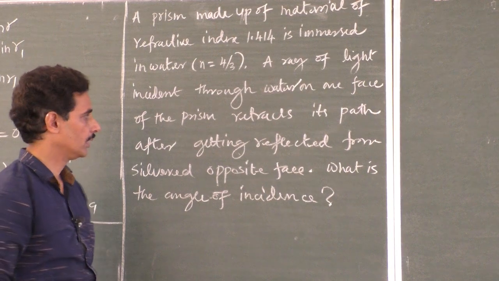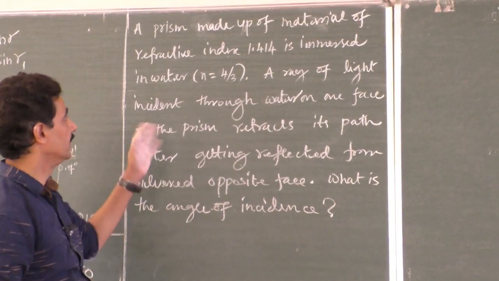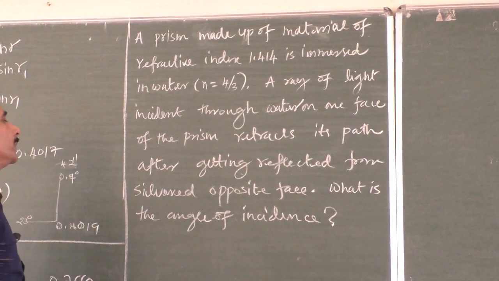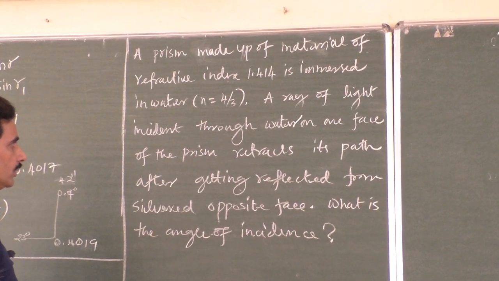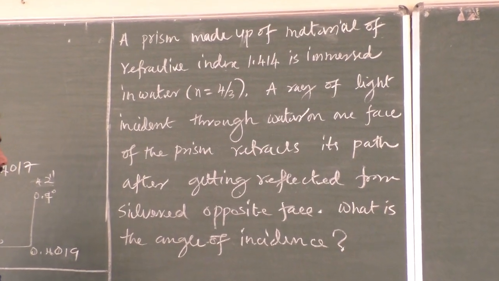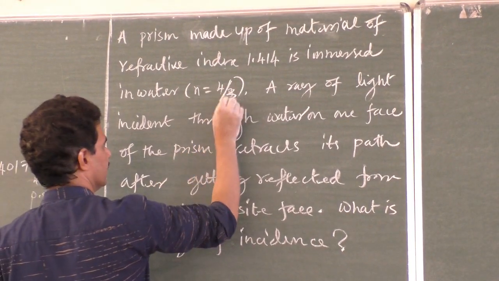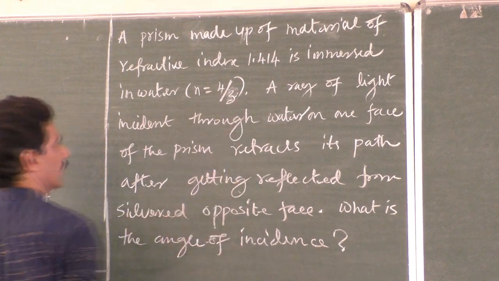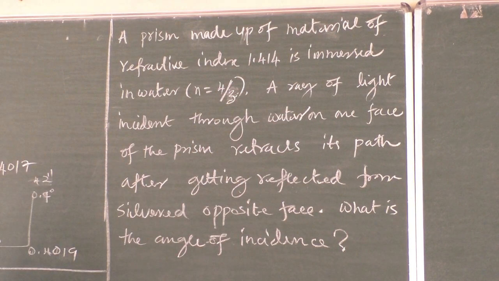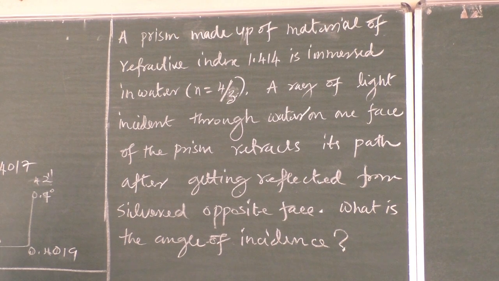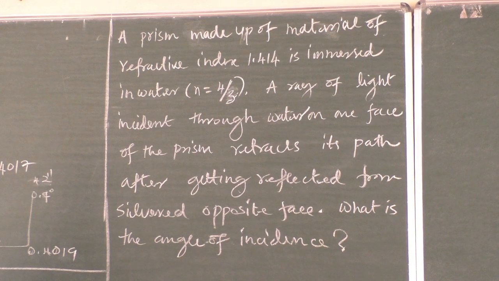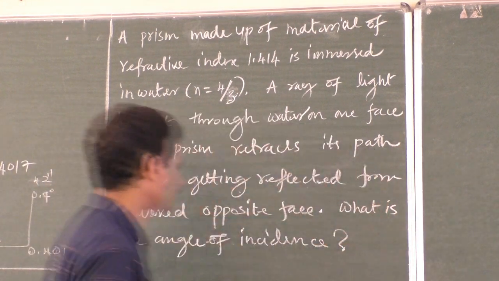Now we will see one more problem of the similar type. You can take it down. A prism made up of material of refractive index 1.414 is immersed in water. Refractive index of water is 4/3. A ray of light incident through water on one face of the prism retraces its path after getting reflected from the silvered opposite face. What is the angle of incidence? Okay, take down the problem.